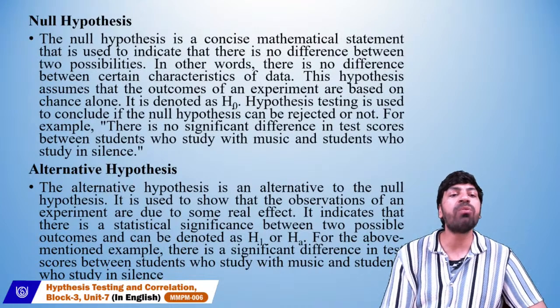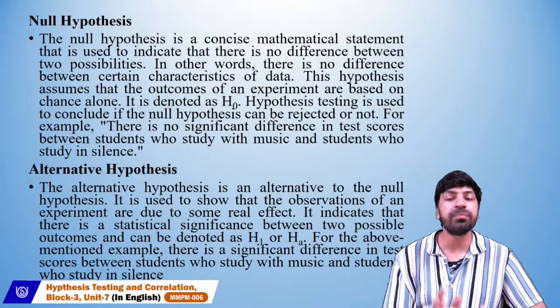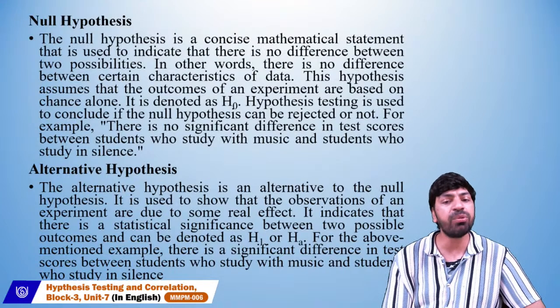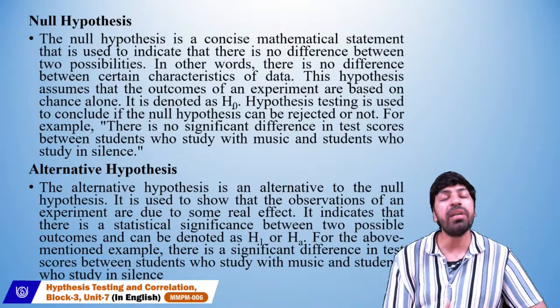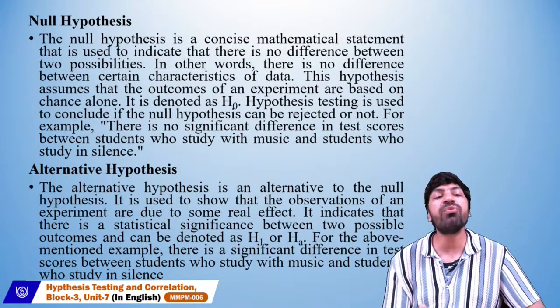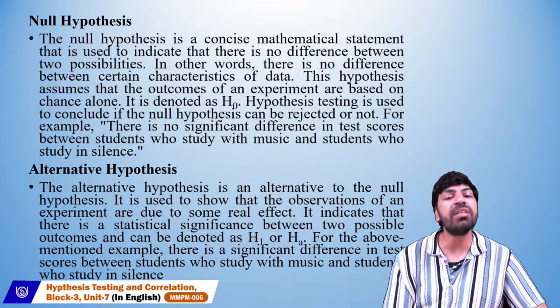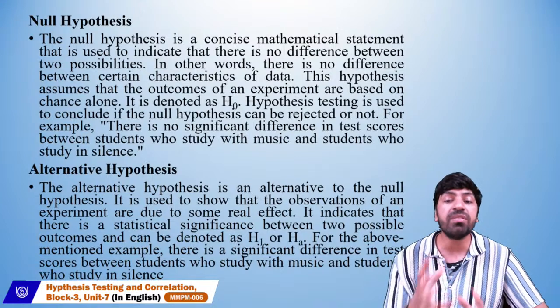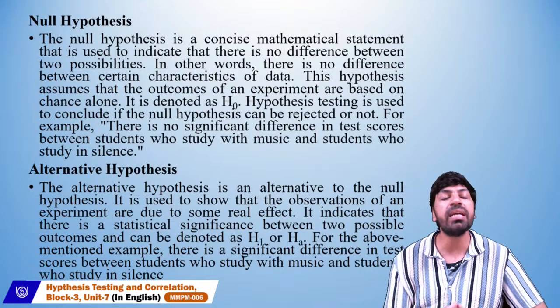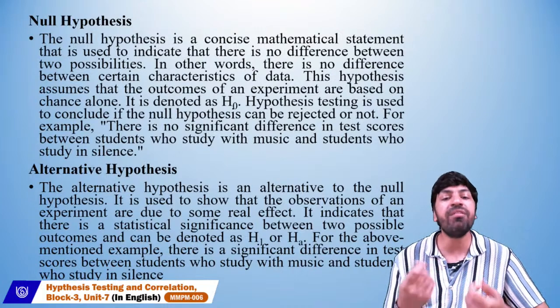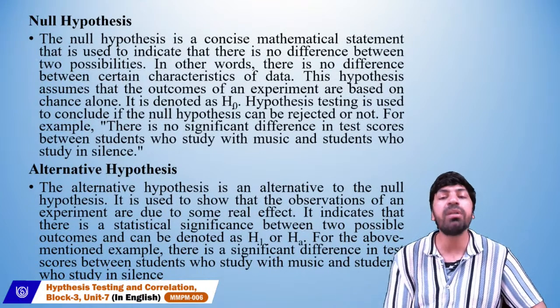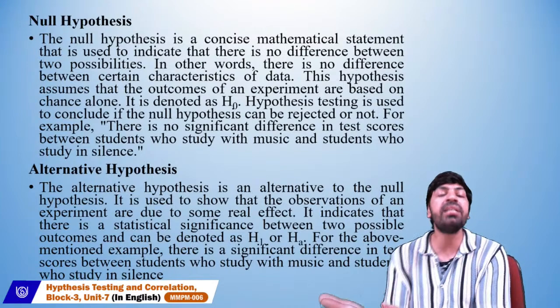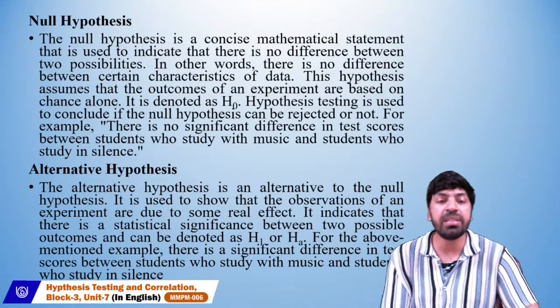Now we can talk about the alternate hypothesis, which is an opposite version of the null hypothesis. In other words, it is an alternate to the null hypothesis. It is always used to show that the observations of the experiment are showing some real effects, whether on the dependent variables or the independent variables or the other dependent variables as well.